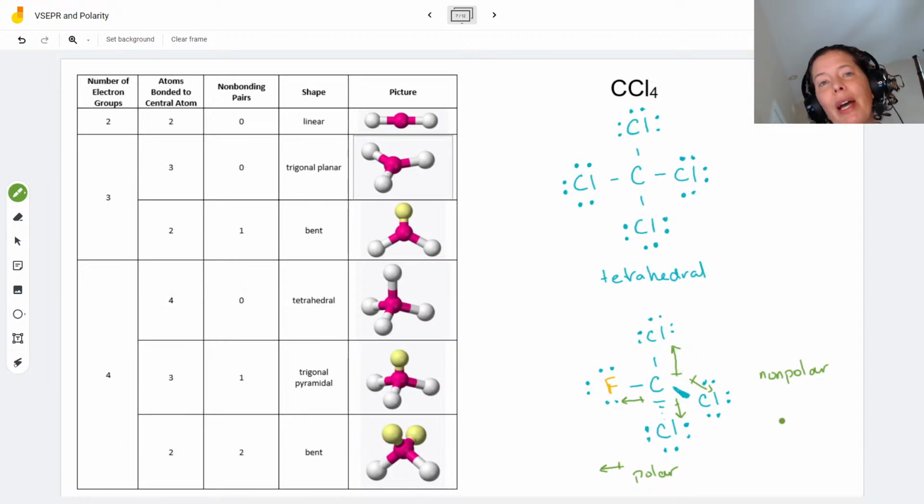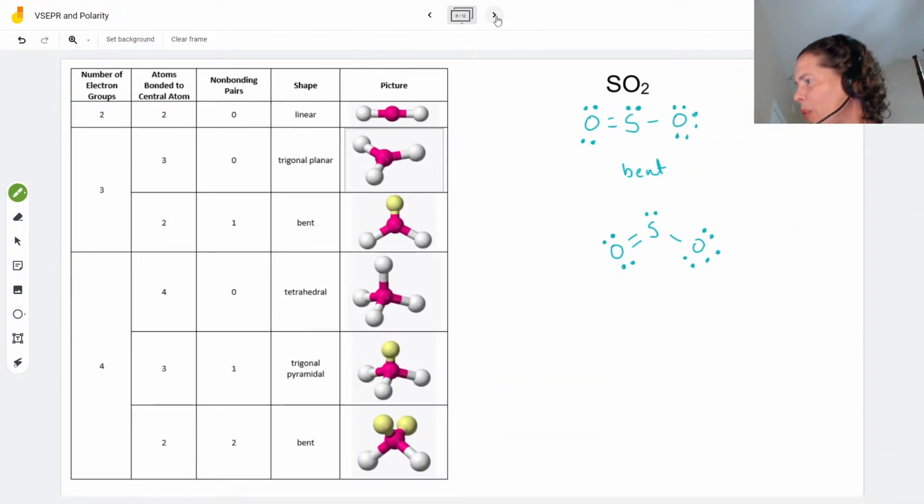So always keep in mind not only the shape, but if you have a symmetrical molecule or not. Again, do you have friends of equal strength either pulling or pushing on you? Okay, any questions about carbon tetrachloride? Okay. I think we can get through a couple more here.